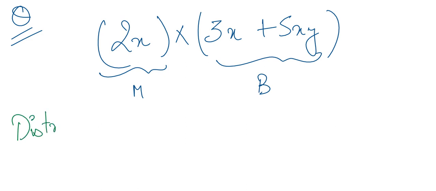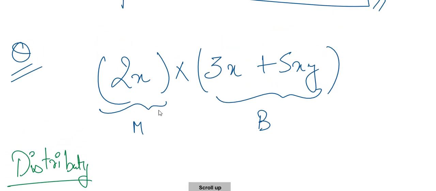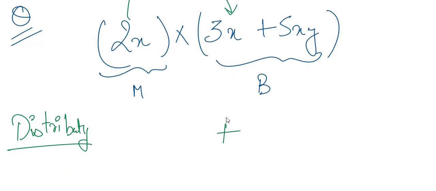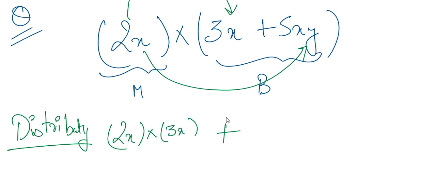So I would be applying my distributive property. I will be multiplying 2x with 3x first, putting a plus sign, then multiplying 2x with this. So I would have 2x in multiplication with 3x. Is this the only thing, or what would I be writing here? You should tell me what I would be writing. What should I be writing here?